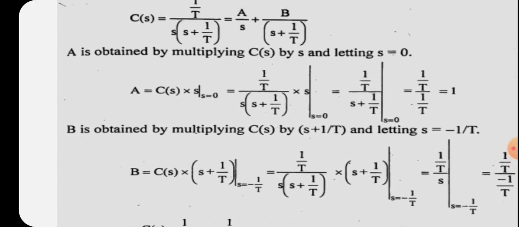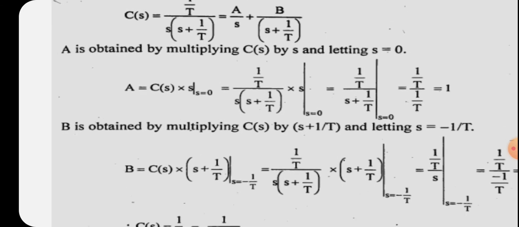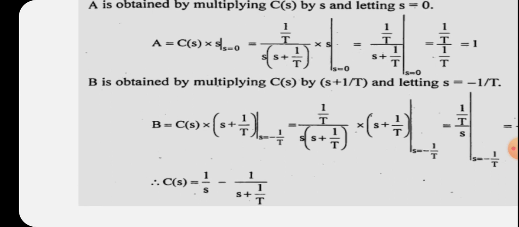So we can substitute the value of a and b into the equation for C(s). So we will get C(s) equal to 1/s minus 1/(s + 1/T). Now we can find the inverse Laplace transform of this C(s) easily.